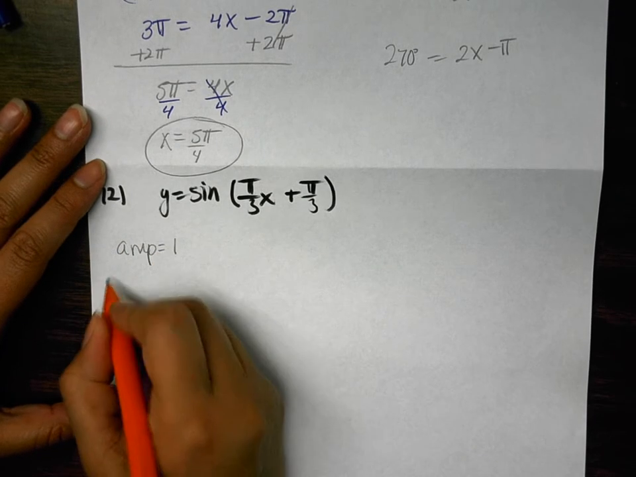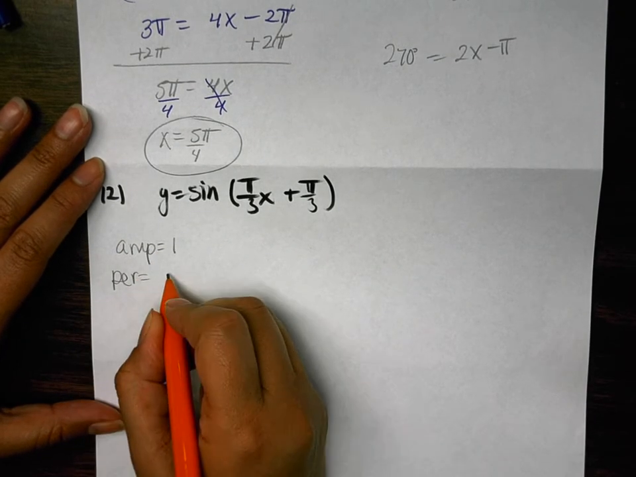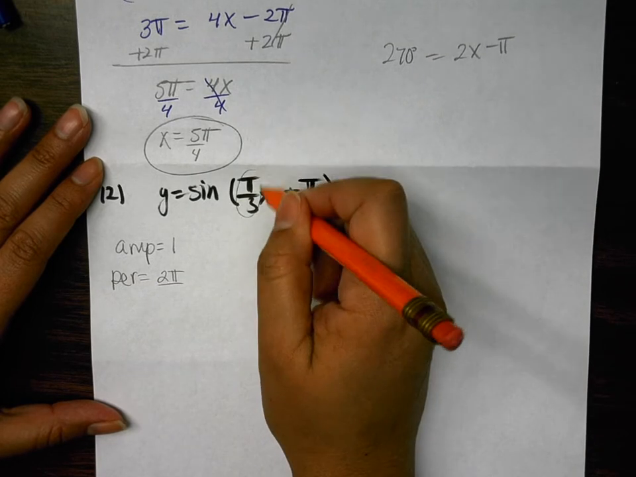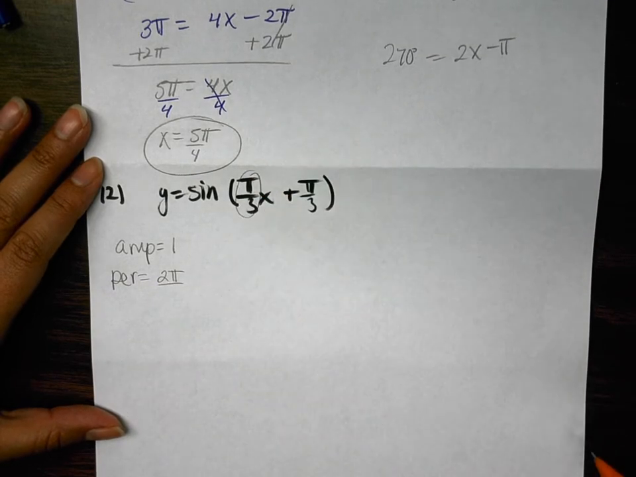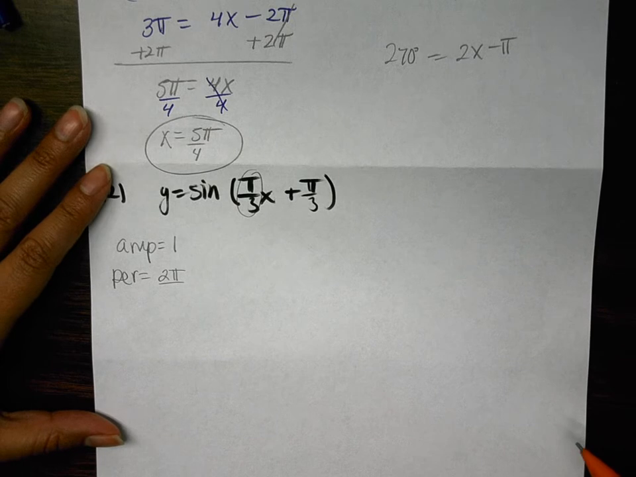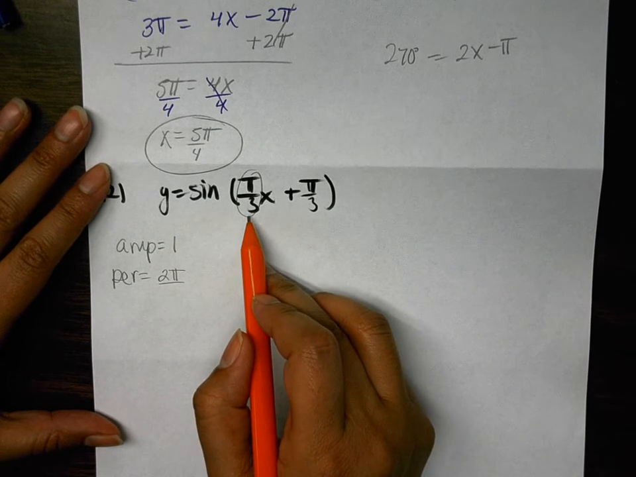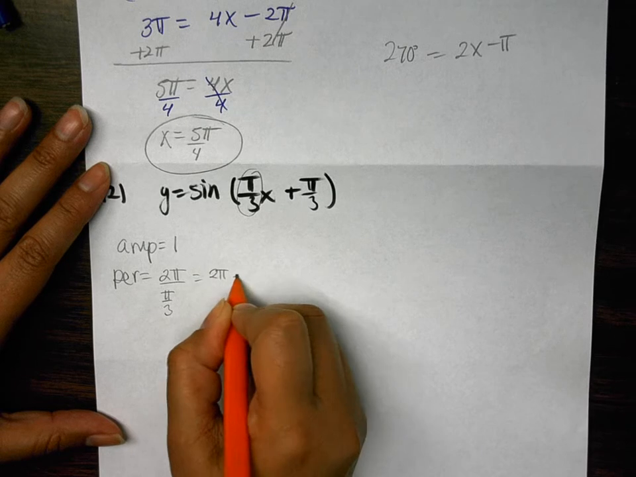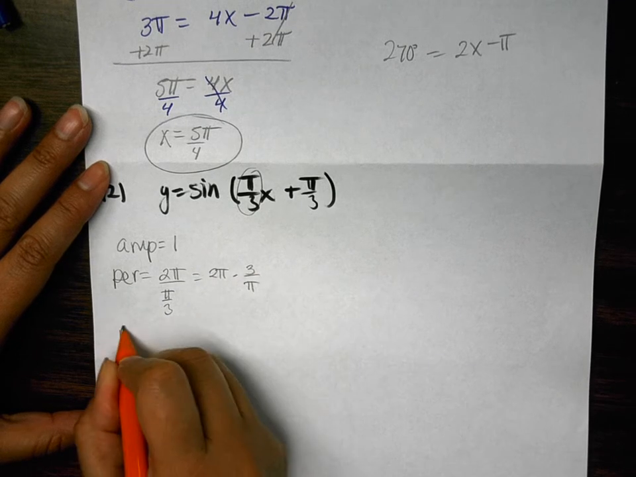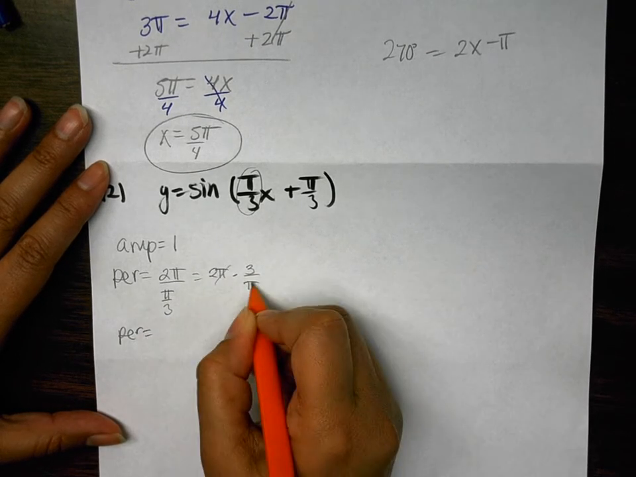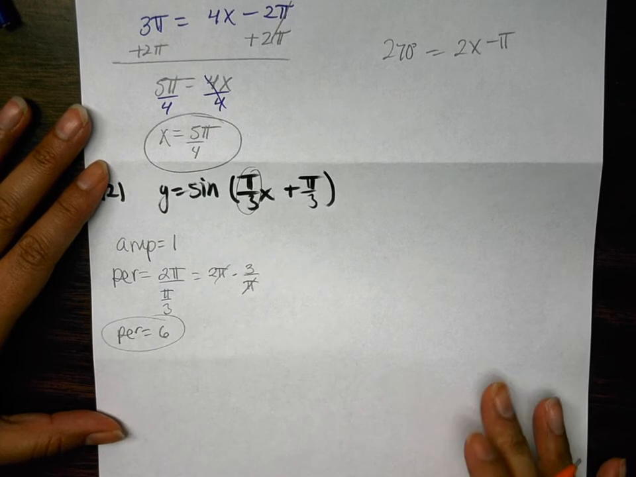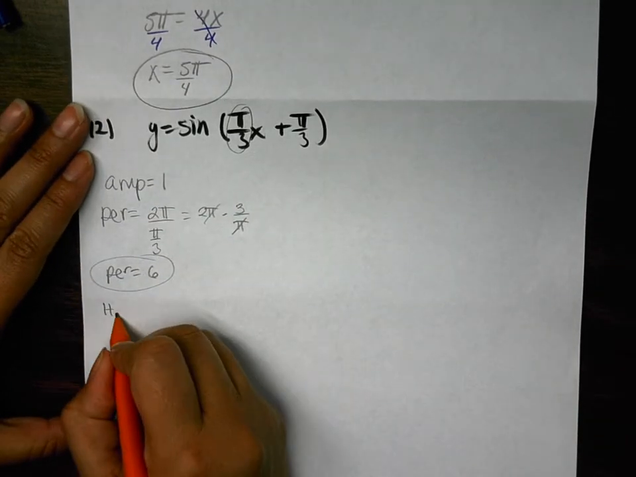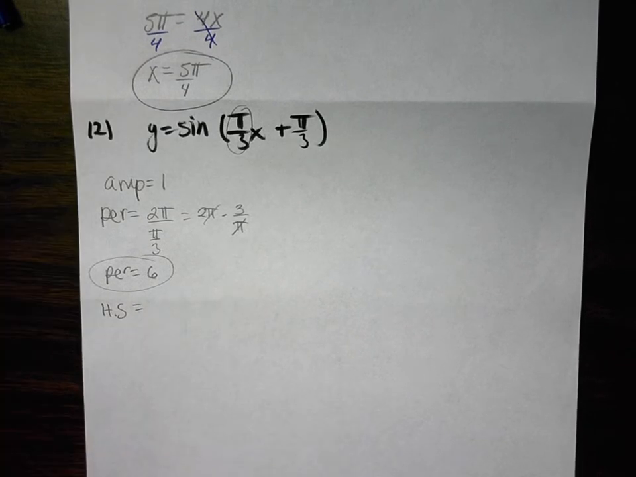Amplitude. What's your amplitude? 1. Period. 2 pi over 1 or 2 pi divided by pi over 3? Pi over 3. Do you guys see that is your B? Okay. 2 pi times 3 over pi. What does your period end up reducing to? So your period length is 6. All right. Your horizontal shift.